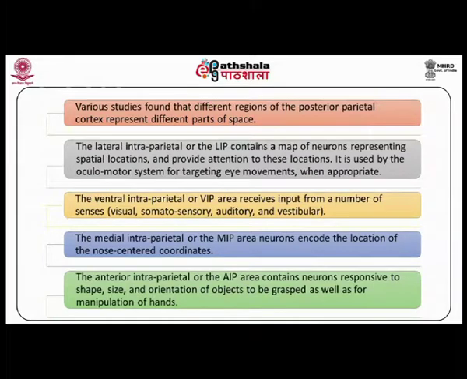It is used by the oculomotor system for targeting eye movements when appropriate. The ventral intraparietal or VIP area receives input from a number of senses like visual, somatosensory, auditory and vestibular. The medial intraparietal or the MIP area, neurons encode the location of the nose-centered coordinates.